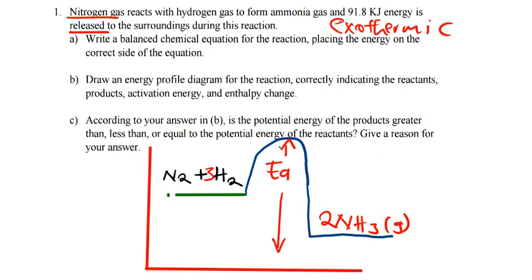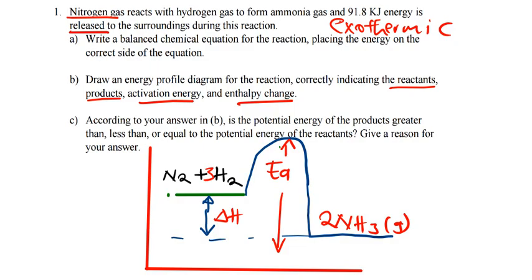Now the difference between the energy of the reactants and the products, this difference, is what we call the enthalpy change, delta H. So the question said we should indicate the reactants, the products, the activation energy, and the enthalpy change. So I've indicated them for us now. I hope you can see the activation energy.